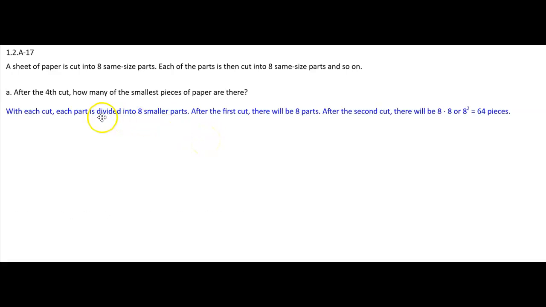Now, with each cut, each part is divided into 8 smaller parts. So after the first cut, there will be 8 parts. After the second cut, there will be 8 times 8, or 8 squared, equals 64 pieces.